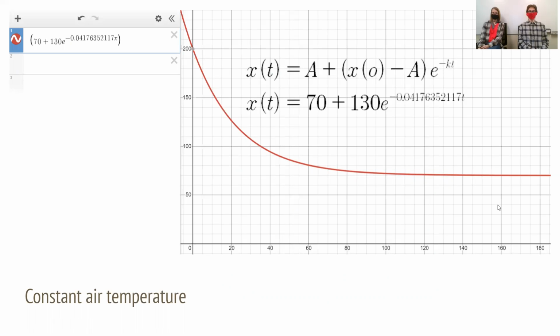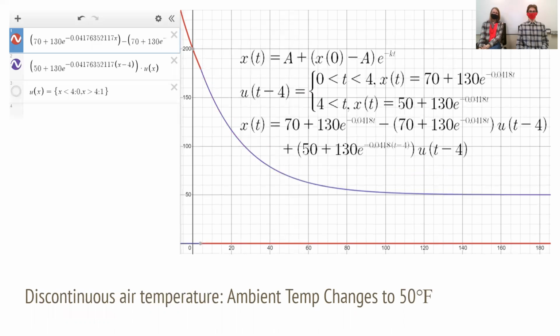So the first graph that you see is just the general equation that we derived with 70 as the ambient air temperature. You can see it converges to 70 asymptotically.